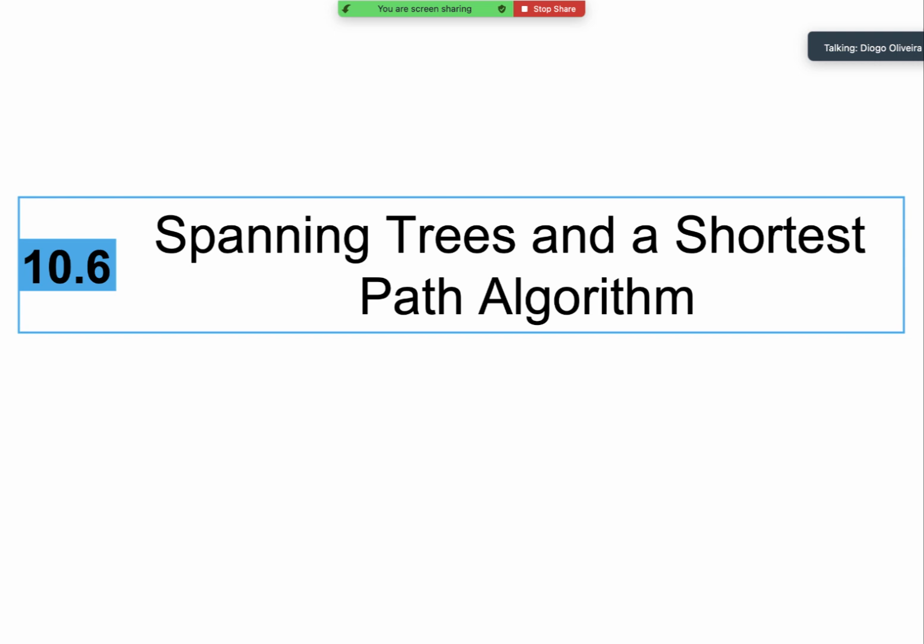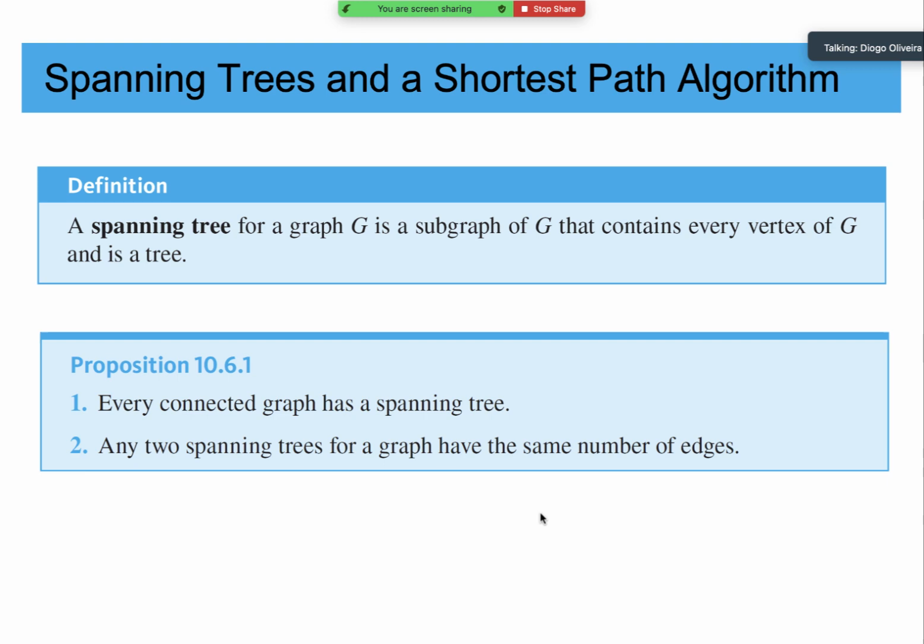So, spanning trees and the shortest path algorithm. Specifically, we're going to look at the Dijkstra protocol. And the reason I say that is because the Dijkstra algorithm, although it is the most common implementation of the shortest path algorithm, is not the only algorithm that implements shortest path. So we will focus specifically on Dijkstra. First, let's understand what a spanning tree is.